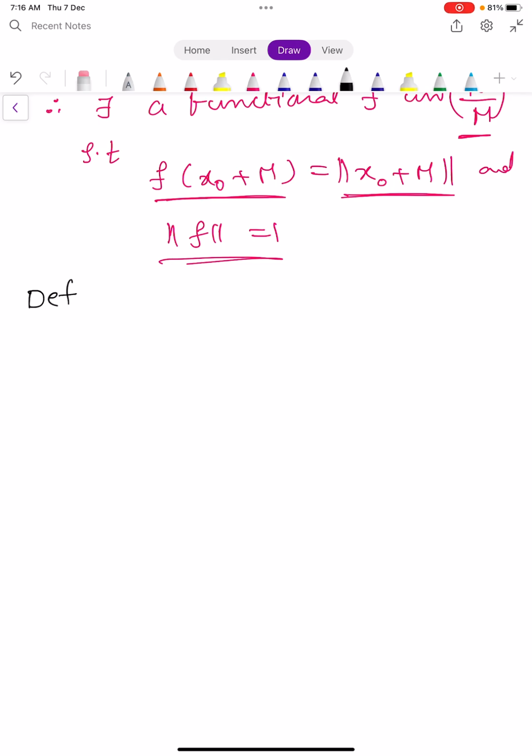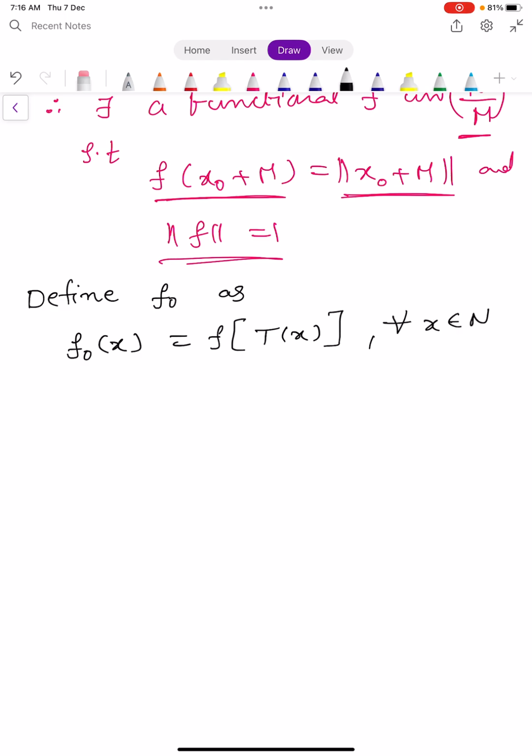So now we define one more functional, or we define a mapping. We define f naught as f naught of x is equal to f of T of x, for all x belonging to capital N. First we show that this f naught is linear.